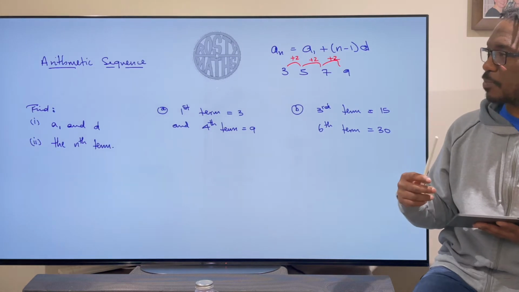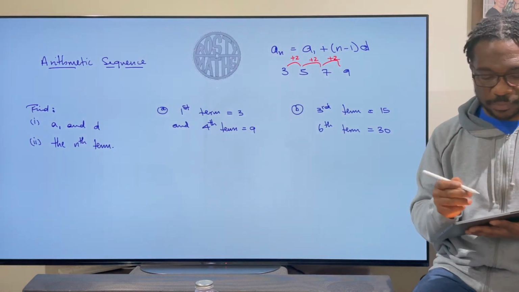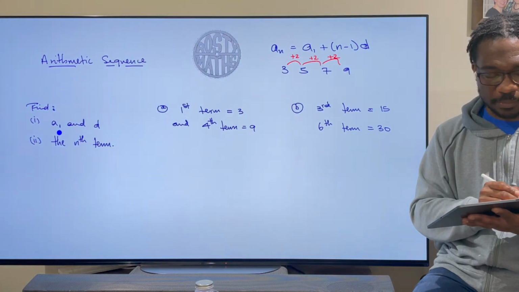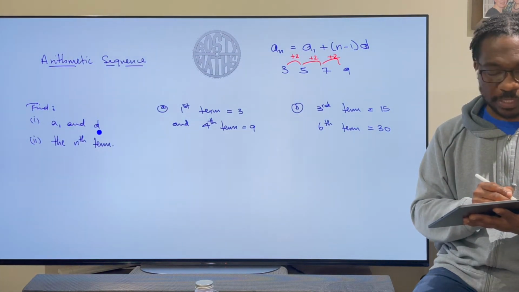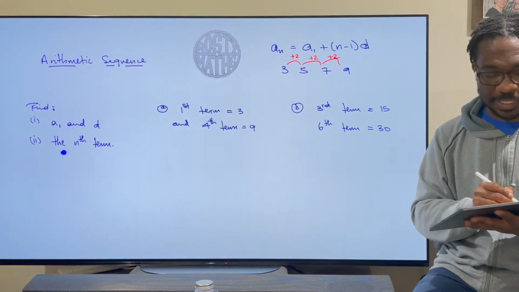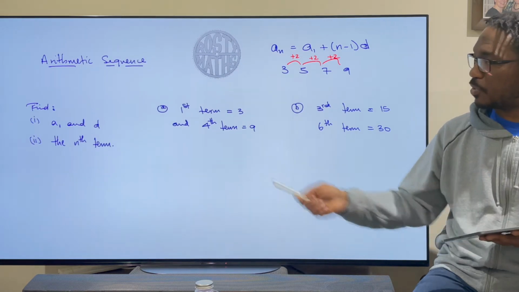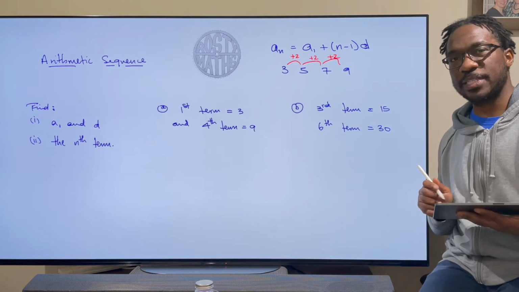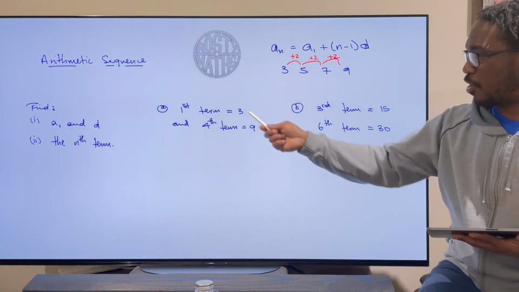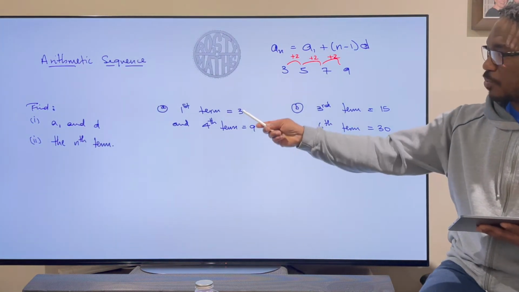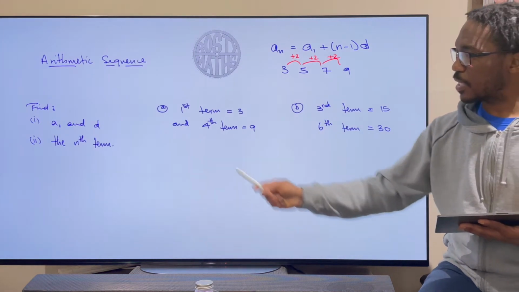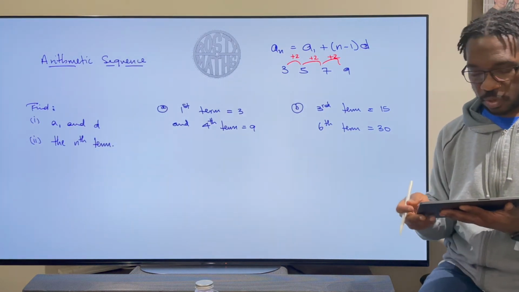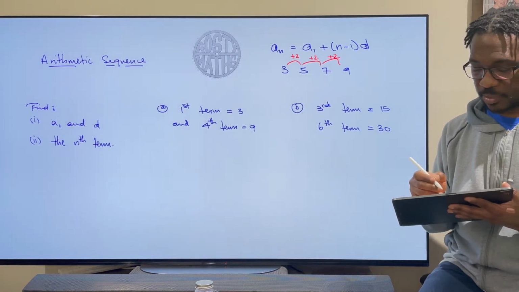Let's go put it into practice. So as you can see here, we've got a couple of questions to do. So we need to find the first term. We also need to find the common difference, and we need to find the nth term. And we've got 2 separate types of questions here. So let's go jump straight into that and see what happens. On the first question, they told me the first term is 3 and the fourth term is 9. So what can we find from that straight away?